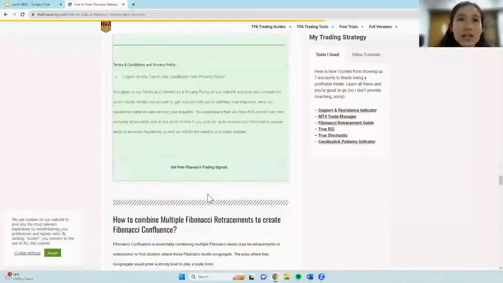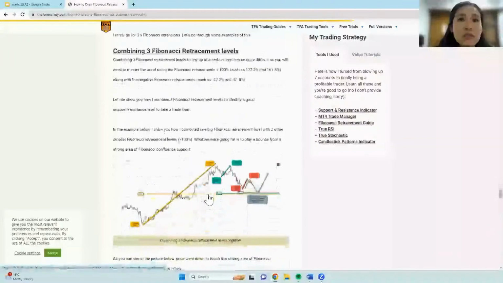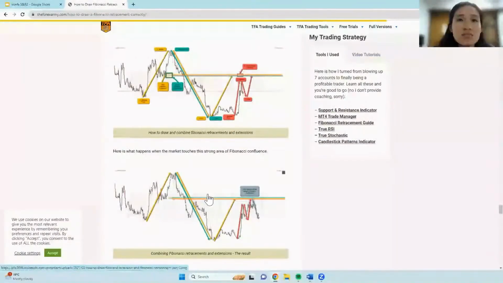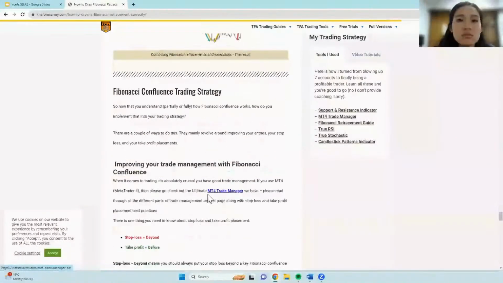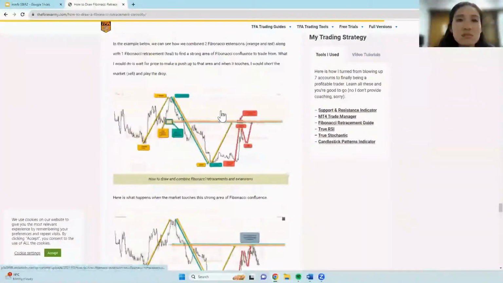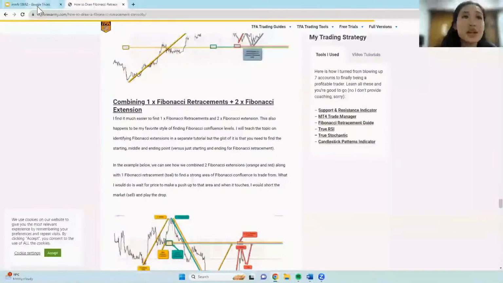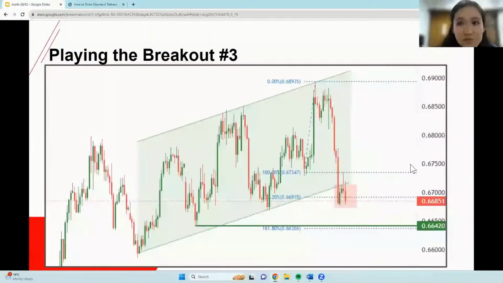Okay, I think we don't talk about extensions here. That's so weird. Okay, never mind. I'll just talk about it now. So for Fibonacci extension, we are looking at the above 100 range. So for the above 100 Fibonacci levels, we are looking at 127.2 and 161.8.